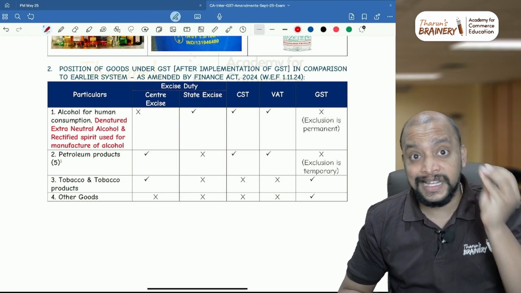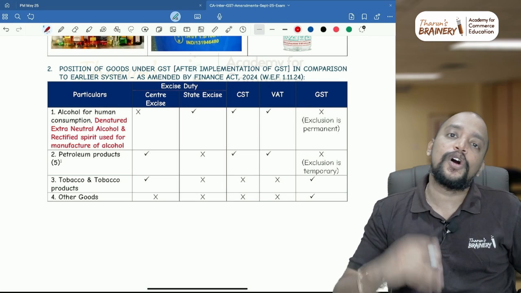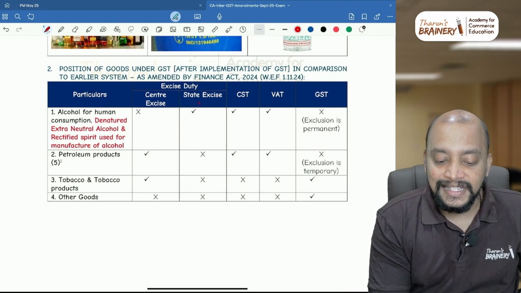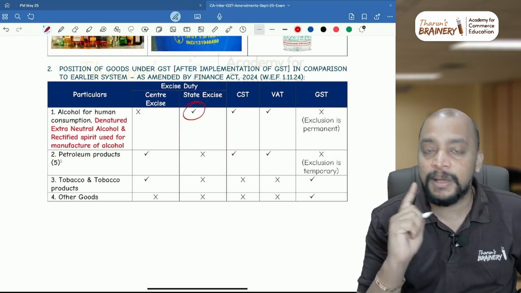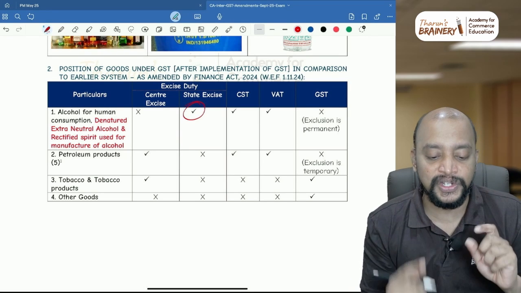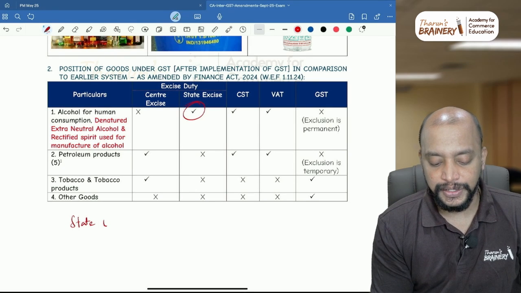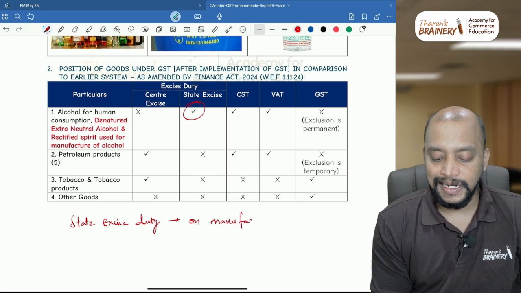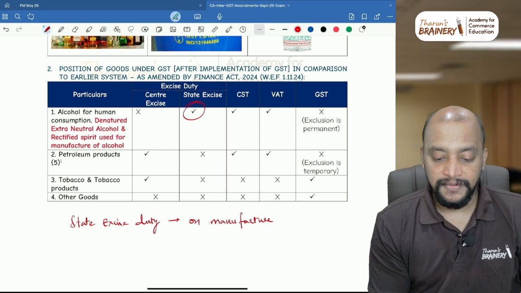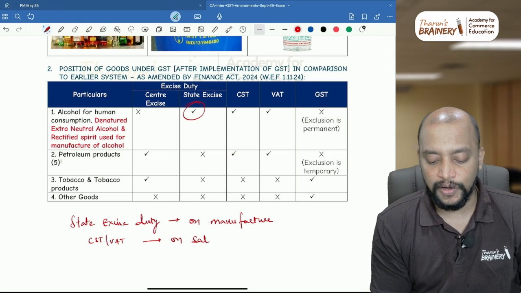Like alcohol, how old indirect taxes were applicable, even on extra neutral alcohol and rectified spirit used in manufacture of alcohol also there will be state excise duty. And when will state excise duty be applicable? State excise duty is applicable on manufacture. Remember, central excise duty and state excise duty is on manufacture, CST and VAT is on sale, okay. Whereas CST or VAT is upon sale of these, okay.